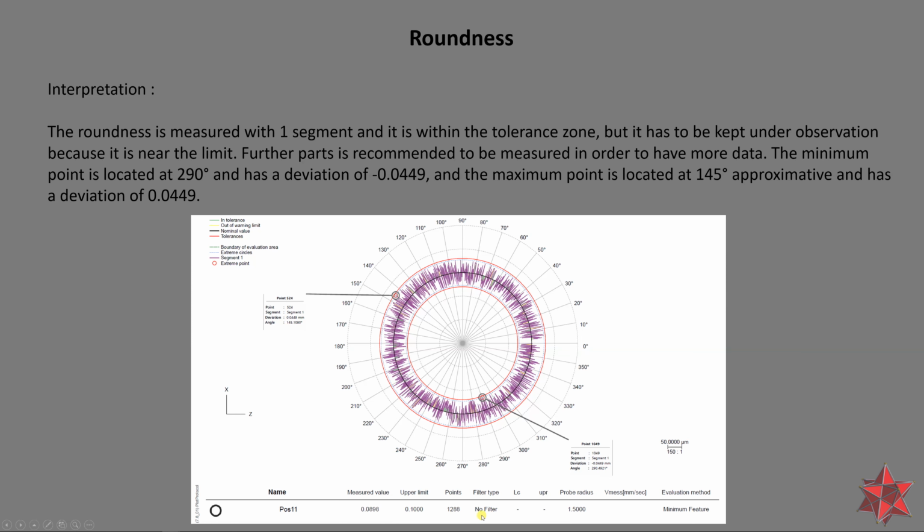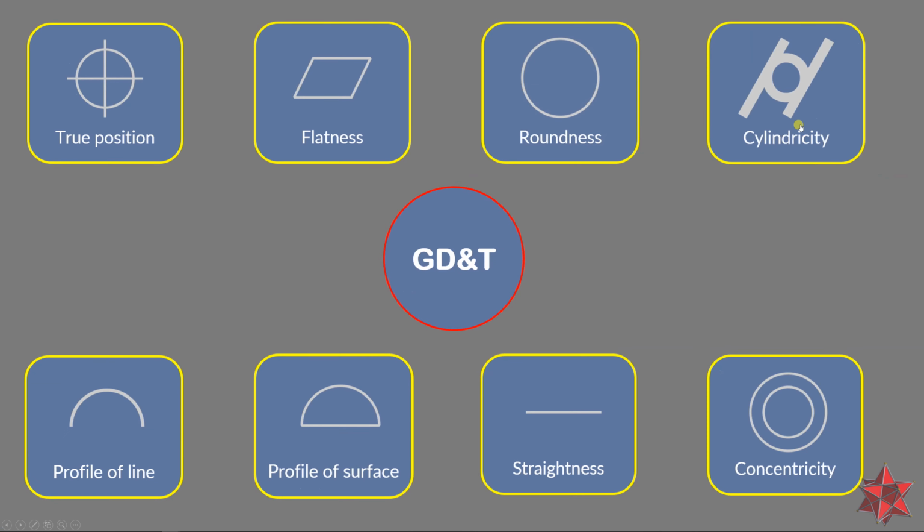Notice that I didn't use any filter just for the representation to look like this, but you should always use a filter and outlier when scanning. We have the probe radius, the evaluation method, and besides the measuring strategy, we have also the measured value, the nominal, and the upper limit. Okay, now let's see how the cylindricity is evaluated.